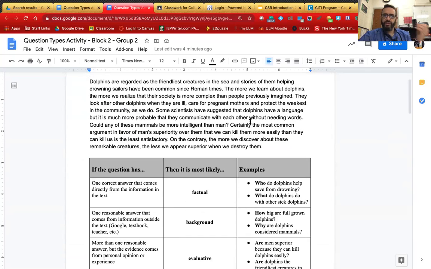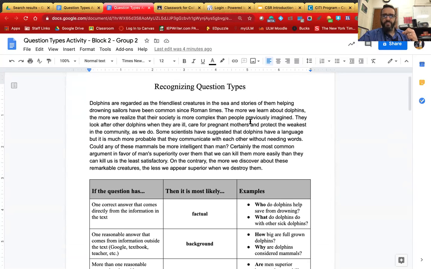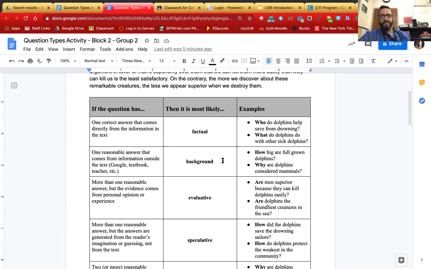It taps into our curiosity. All right, it makes us wonder about what we're reading, and it gets us more engaged. So we end up comprehending better when we make our own questions. Okay, but we need to make sure we make the right types of questions. All right, so for example, the easiest category of questions would be factual.